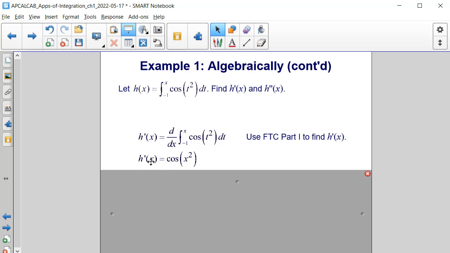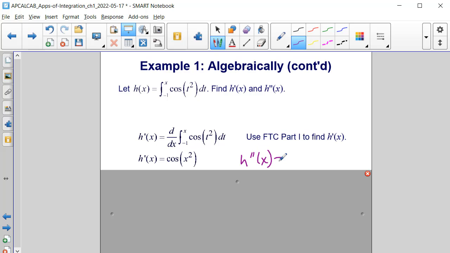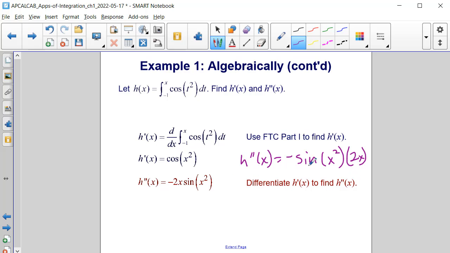And then to determine what our second derivative, or h double prime of x, is, we can take the derivative of cosine of x squared. And when we do that, we are going to have to use the chain rule here. So h double prime of x is going to equal, well, the derivative of cosine is negative sine, the angle remains the same, x squared, but then we have to multiply by the derivative of our angle by the chain rule, and the derivative of x squared is 2x. And then if we simplify it, it'll end up being negative 2x times the sine of x squared.